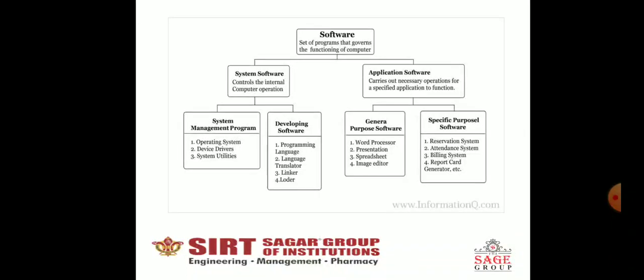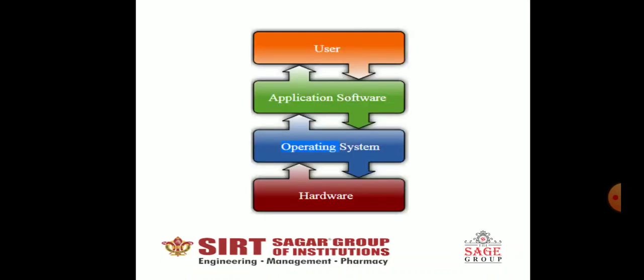Now we can divide software into two parts, that is system software and application software. Again the application software is divided into two parts, that is general purpose software and specific purpose software. And again we can classify system software into system management programs and debugging software. There are different types of general purpose software, that is word processor, presentation, spreadsheet and image editor. Similarly, debugging software has its types, that is programming language translators, linkers and loaders. This is the diagram, and this is the bifurcation of software.